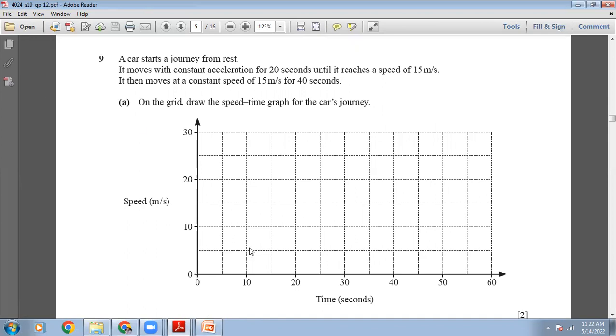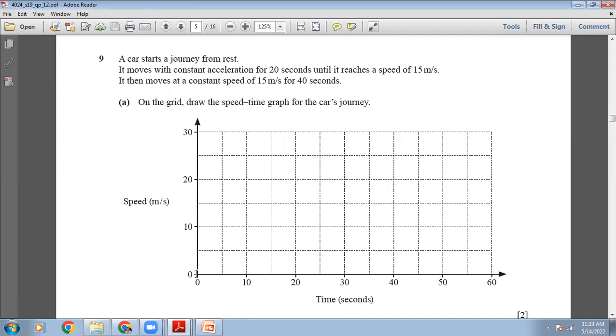So at the start, the car was at rest, so put a dot on 0,0. And in 20 seconds, it gained a speed of 15 meters per second. So put a dot on 20,15. And further 40 seconds, it continued with the constant speed of 15. So at 60,15, put a dot. Join the 0,0 with the 20,15 with a straight line. The reason is the car was accelerating at a constant rate.